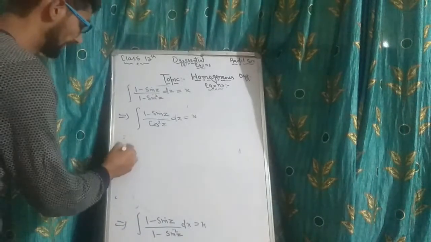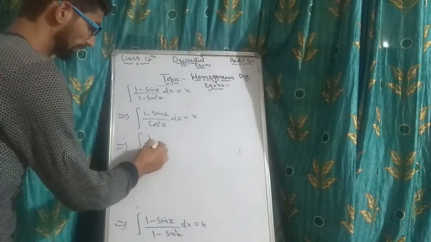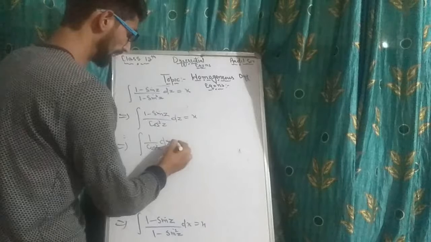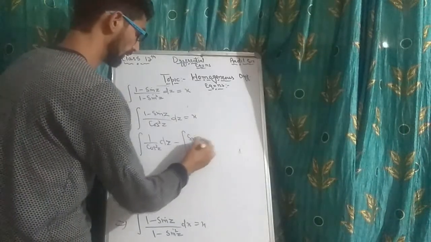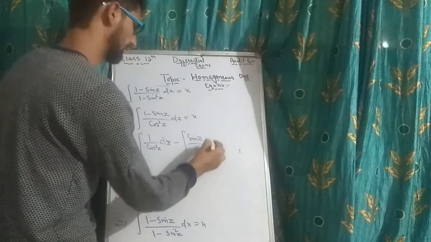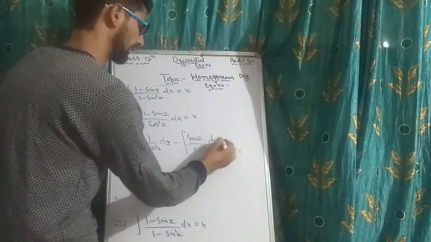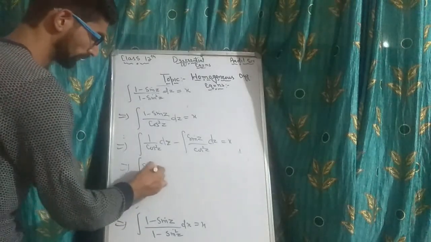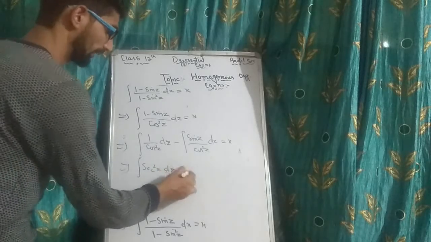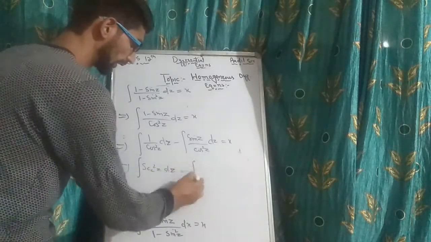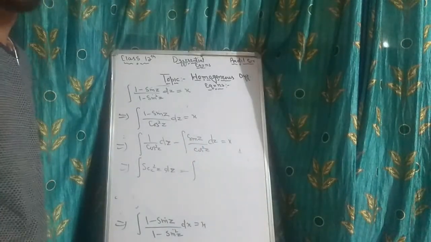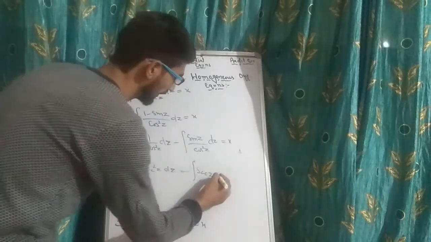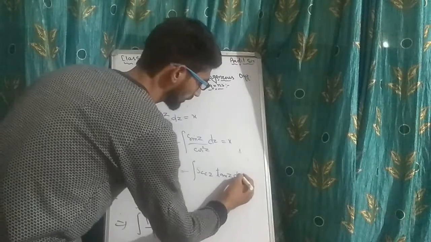Now you check here, it is the integral of 1 divided by cos square z dz minus sin z divided by cos square z dz equals x. So you check, it is further equal to the integral of 1 divided by cos square z, that is sec square z, minus the integral of sin z divided by cos z, that is tan, but 1 divided by cos again, that will be sec. So it is here sec z tan z dz equals x.